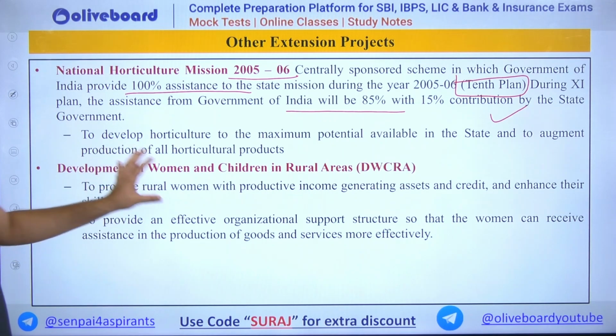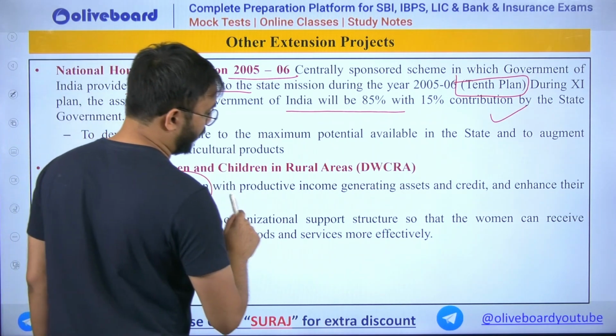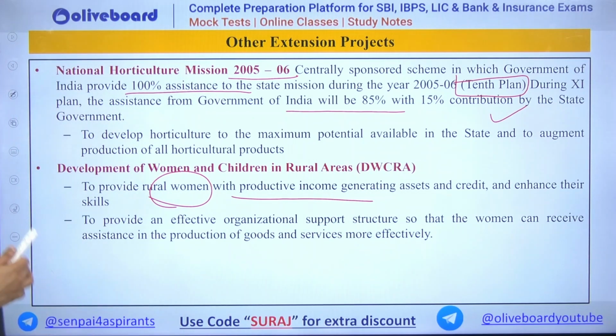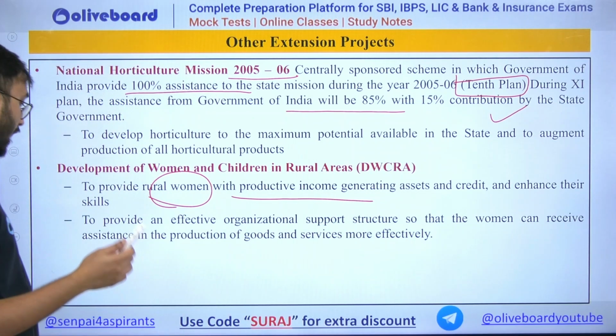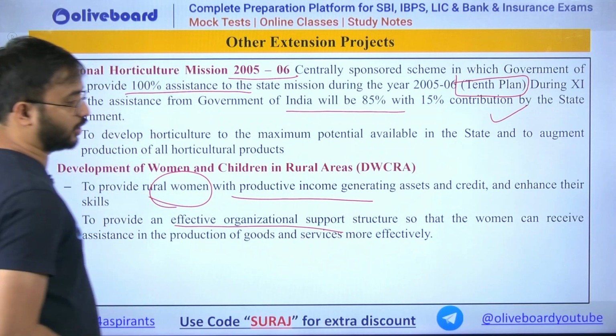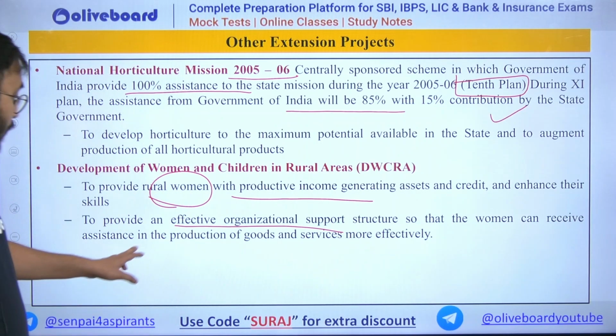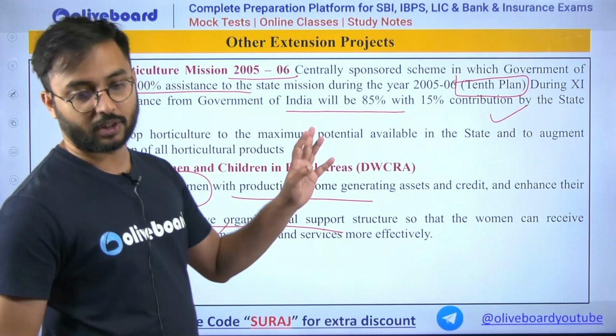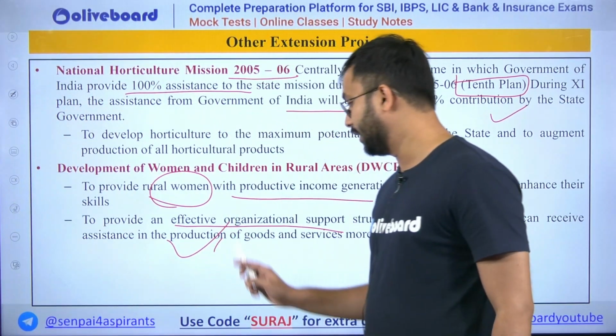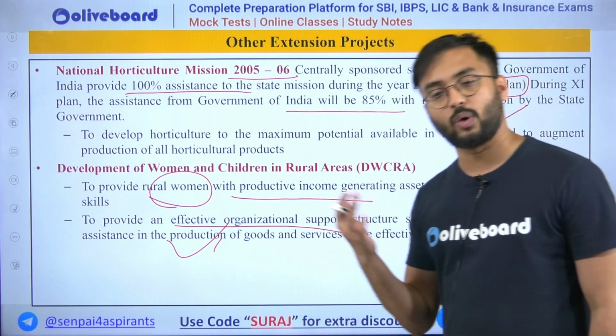Then comes development of women and children in rural areas, that is to provide rural women with productive income generating assets, credits and agricultural opportunities, and more importantly to provide an effective organization support structure for the women where they can receive assistance in the production of different goods and services related to agriculture.